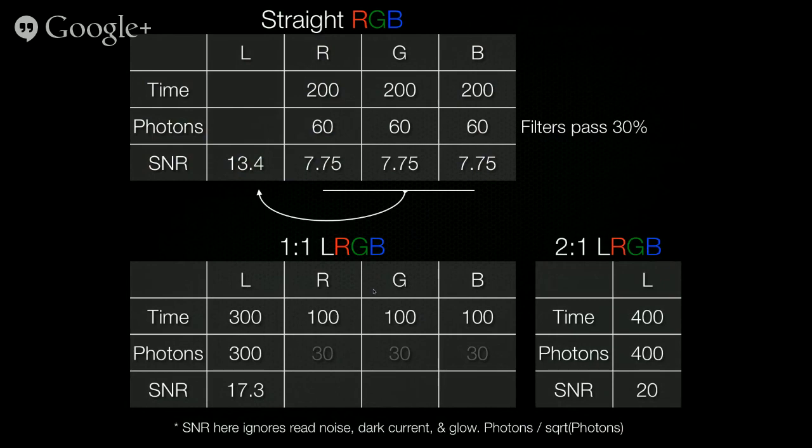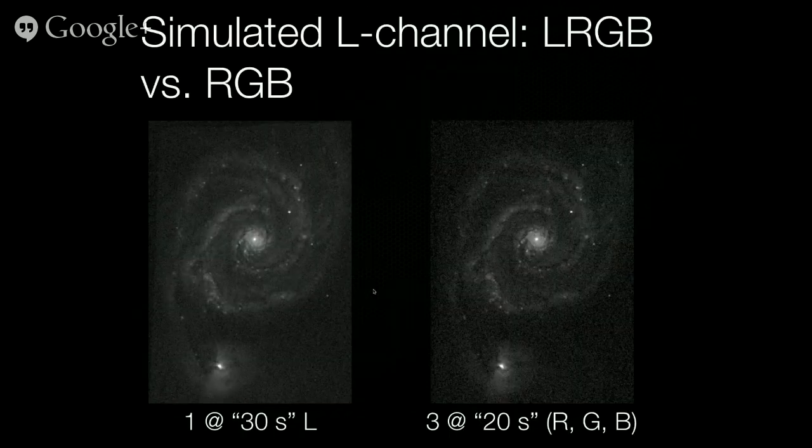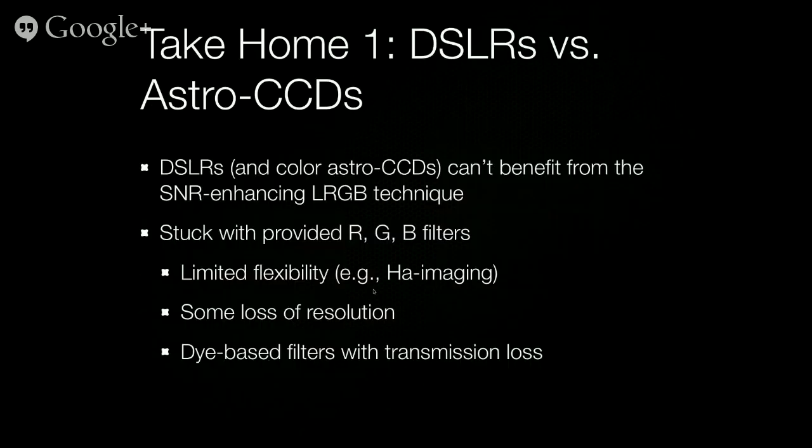And if you go even further and say, okay, look, I'm not going to spread things out nearly as much, I'm going to do 2-to-1 luminance versus the RGB, your signal to noise goes even higher. So if you ask what do I have with one frame at 30 seconds versus 20-second RGB frames stuck together to reconstruct a luminance frame, this is the kind of thing you can actually pull out of it.